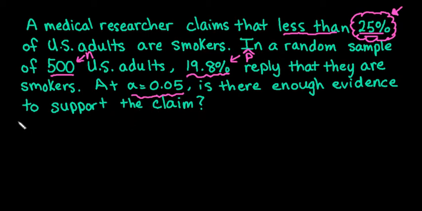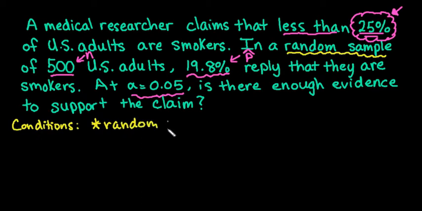All right, so let's start with the conditions. The first thing that we should always look for, no matter what hypothesis test that we are doing, is that we used randomization. So we used a random sample of US adults.